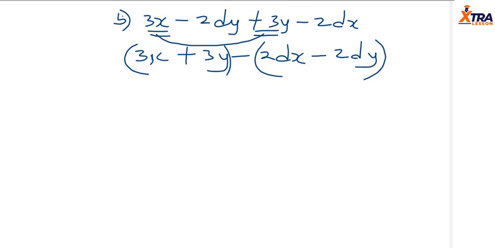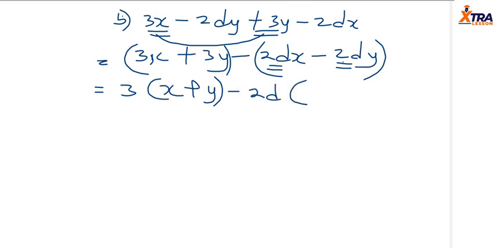Factorizing this, 3 is a common factor there. So you have 3(x plus y). Go to the other bracket. 2d is a common factor. So you have 2d, open the bracket, you have x.